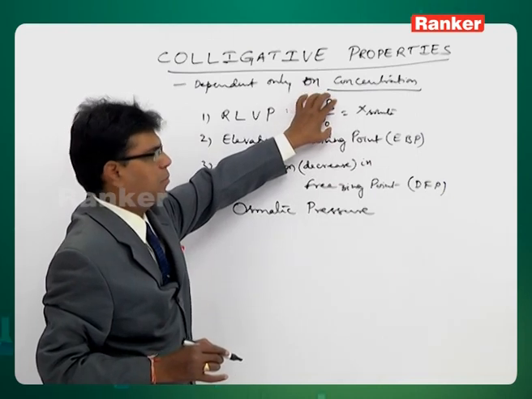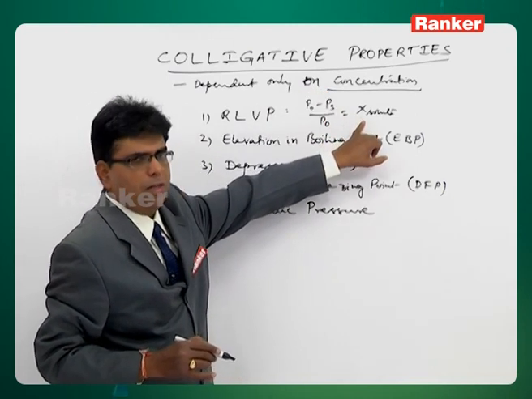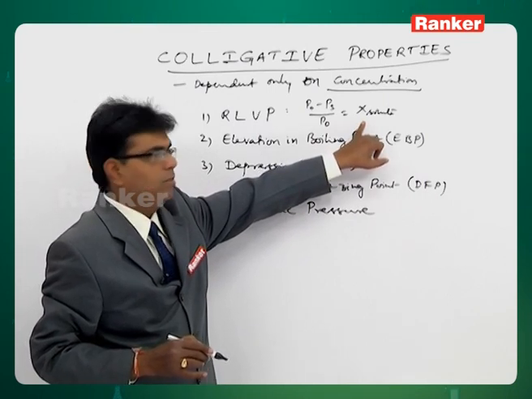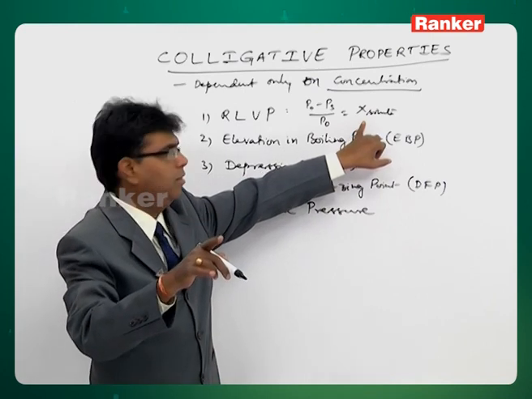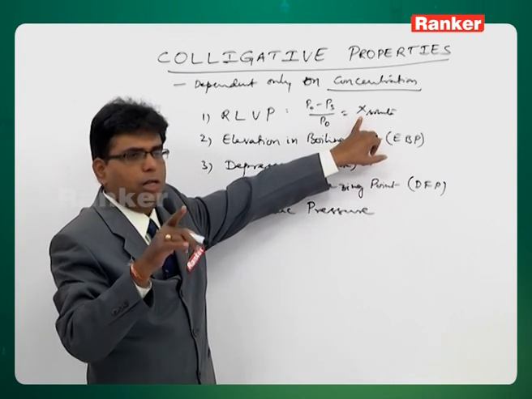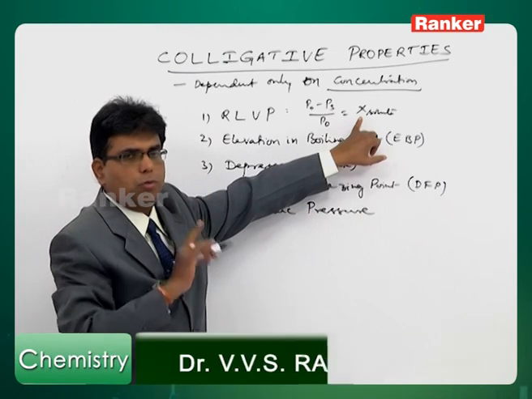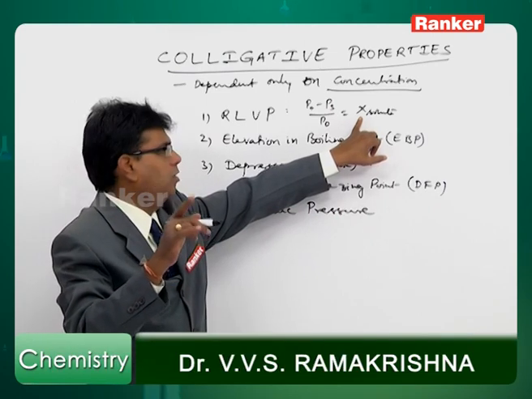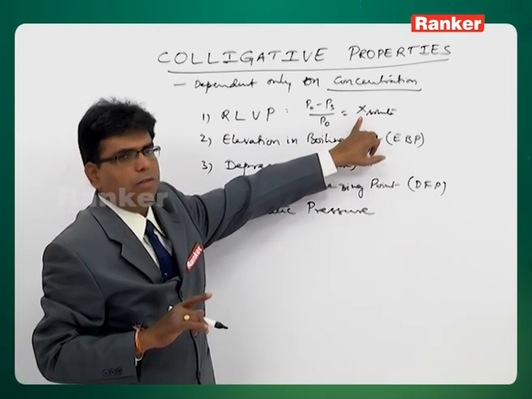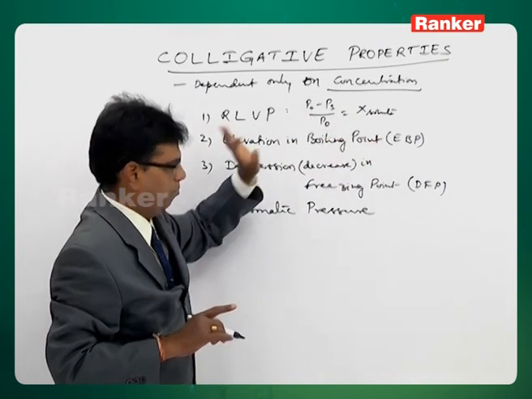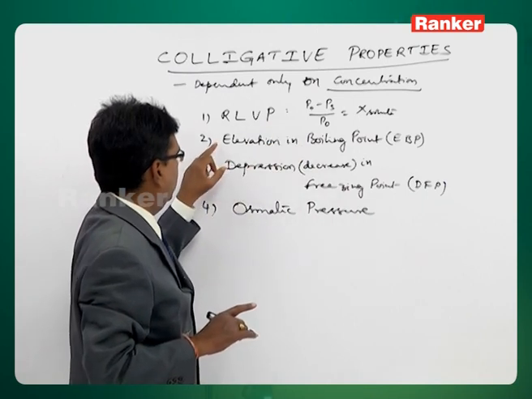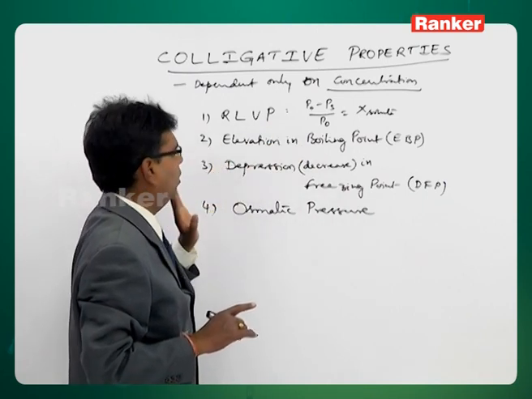So, this relative lowering of vapor pressure is dependent only on the mole fraction of solute, but it is independent of what solute it is, so it is a colligative property. Whether you take 0.01 molar urea or 0.01 molar sucrose or any 0.01 molar undissociated or unassociated solute, the relative lowering in vapor pressure of that solution will be the same. This we have already discussed. Now, I will discuss in detail elevation in boiling point, depression in freezing point, and osmotic pressure.